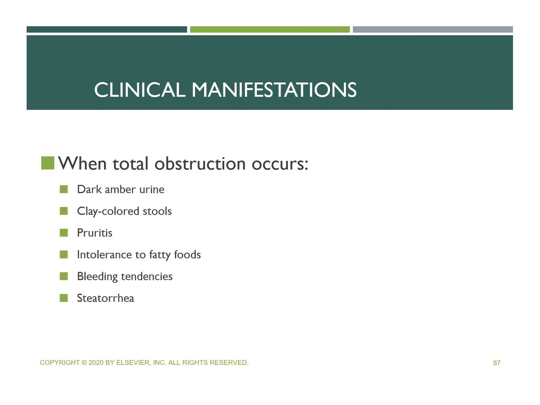If a total obstruction occurs, you may see these symptoms: dark amber urine and clay-colored stools, and that indicates a problem with the drainage of the biliary system. Pruritus, which is itching, is caused by bile salts accumulating. Intolerance to fatty foods, obviously, because that's going to be their problem. They might have some bleeding tendencies, and then steatorrhea, which is the presence of excess fat in the feces. It has an oily, fatty appearance. And the patient could also perhaps exhibit fever and chills.